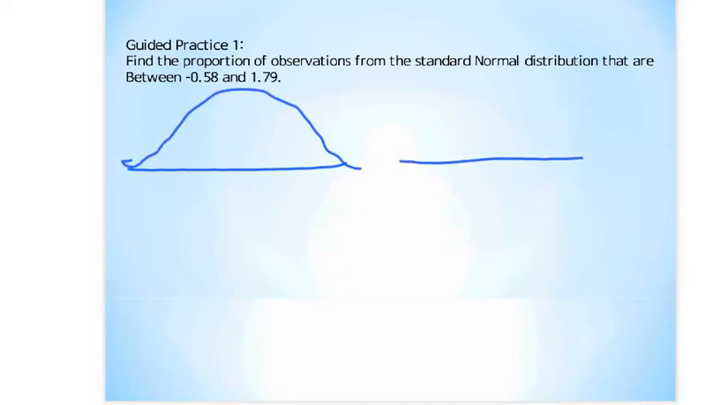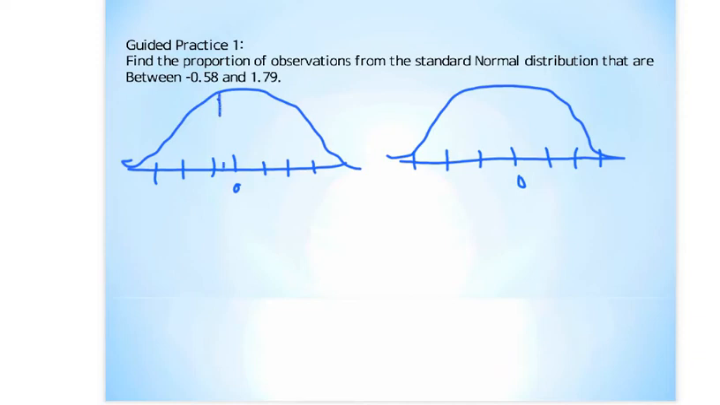Okay, so let's find the proportion of observations from the standard normal distribution that are between negative 0.58 and 1.79. All right, so I'm going to draw a few graphs here, sketching some graphs. Oh, those are really ugly. This is 0, 1, 2, 3, 1, 2, 3. All right, so between negative 0.58. Well, negative 0.58 is somewhere right around here.